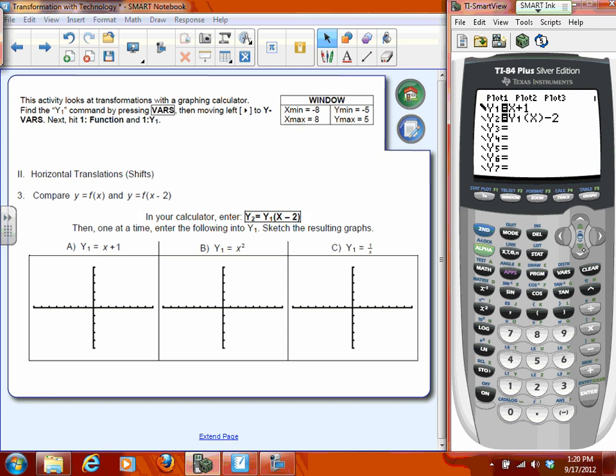Let's go to y2. That minus 2 needs to be inside the parentheses. So I'm going to change this here, minus 2 in parentheses. There it is. We're going to start with the first one. X plus 1, and we're going to graph, see what happens.